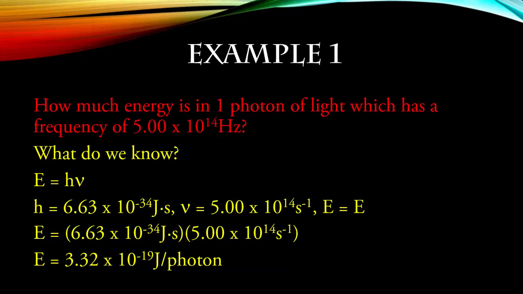This is an exceedingly small number. It's 0 point and then 18 zeros followed by the 332. Any one photon has very little energy, but there are gazillions upon gazillions upon gazillions of photons, even in a very small burst of energy, and they do add up very quickly. So let's go to example 2.